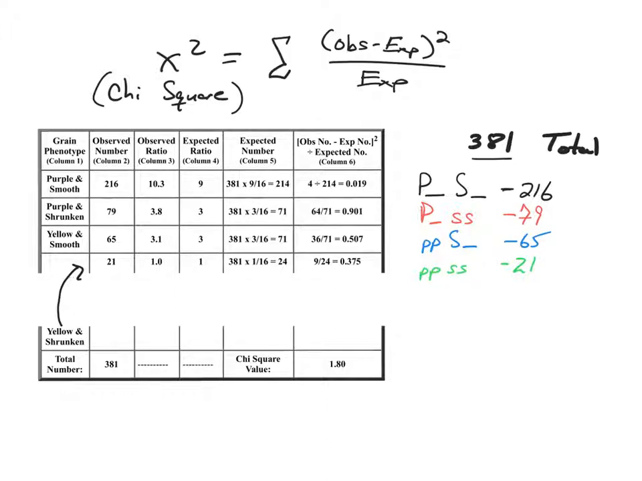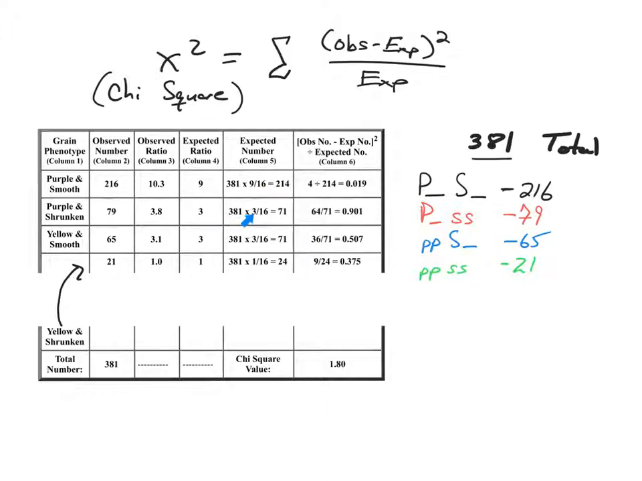Divide by 16. Well, it's multiplied. See, 381 times 9 over 16, divided by 16. Okay, I did that. And what'd you get? 214. Yeah, 214.